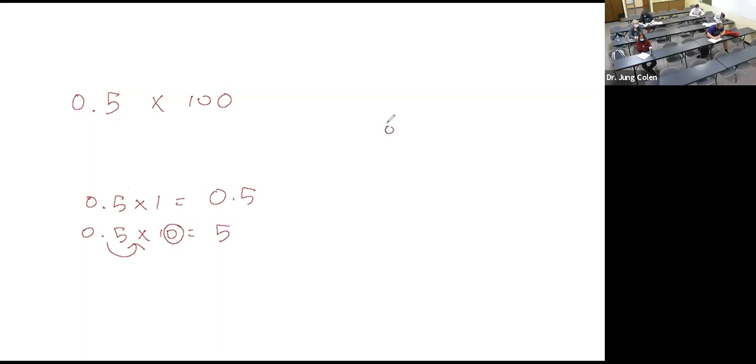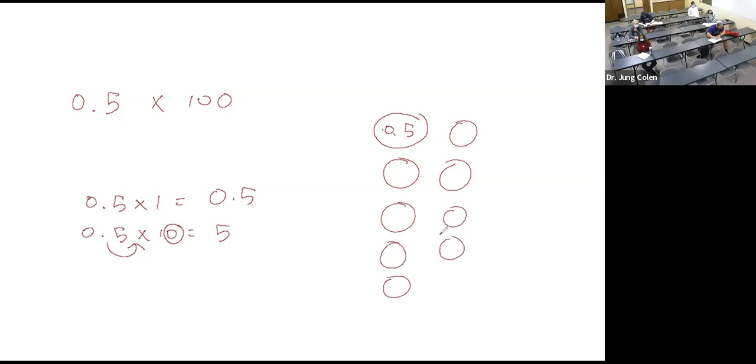Think about you have 0.5, 10 of them. So 50 cents, let's say, 10 of them. So you have 1, 2, 3, 4, 5, 6, 7, 8, 9, 10 fifty-cent coins. How much is that? 2 fifty-cent coins make $1, right? $2, $3, $4, $5. That's $5. 0.5 times 10 makes 5. How did we get that? If you multiply by 10, you move the decimal point to the right by one place.